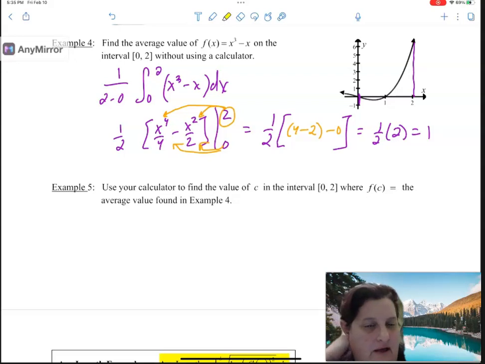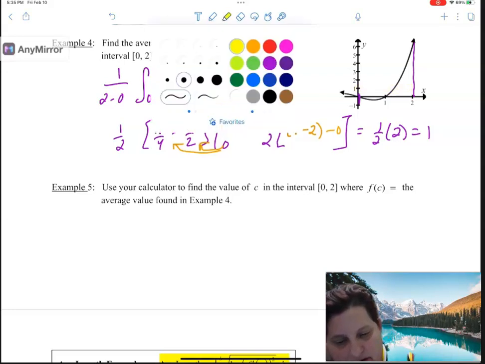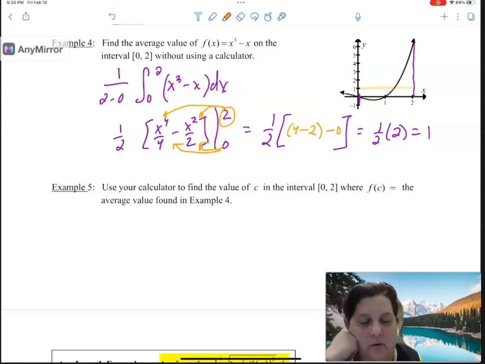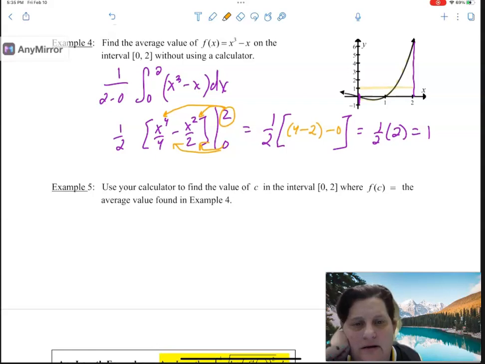So really, if you think about what that's telling you, the average height of this, I could have made that look a little better. Hang on. The average height of this is at 1. If I were to take all the heights here, the negative heights, all the positive heights, it's right about at 1. Okay?